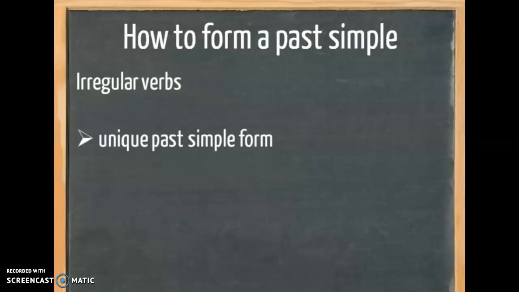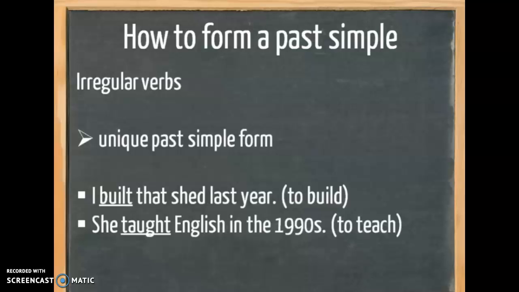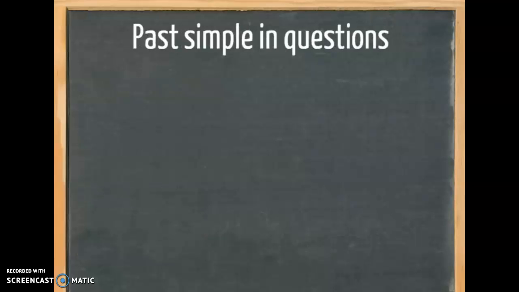All the irregular verbs have a unique past simple form, which I will post on the website as I said before. For example, I built that shed last year. To build is the infinitive. She taught English in the 1990s. To teach is the infinitive. And we ran the marathon in 2012. To run is the infinitive.